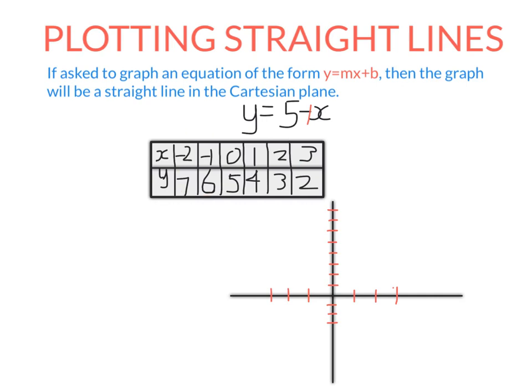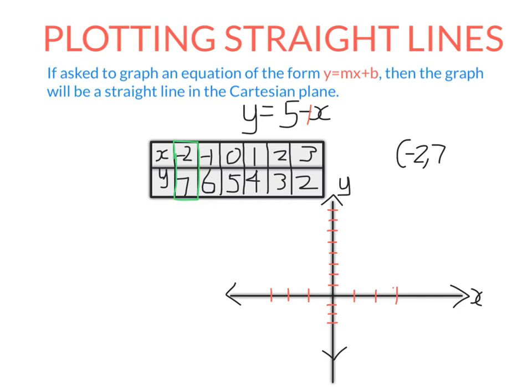Each of these columns is a point. This is a point because it has an x and a y value. This is the point minus 2, 7. So what we're going to do is go to our Cartesian plane and plot them. Remember, the y-axis is always the vertical axis. The x is the horizontal. When we write points, we always write x first.